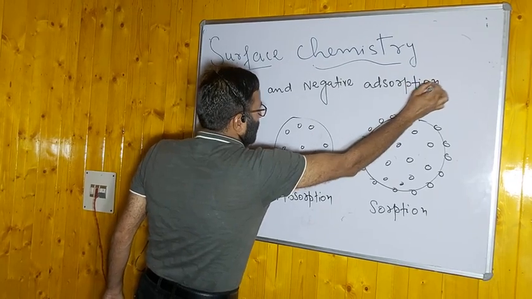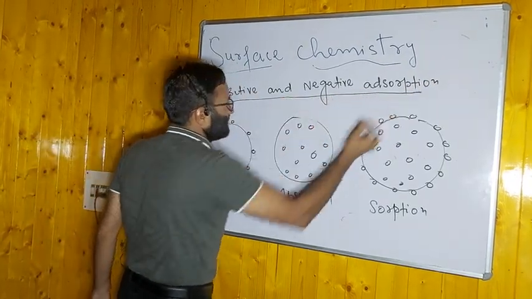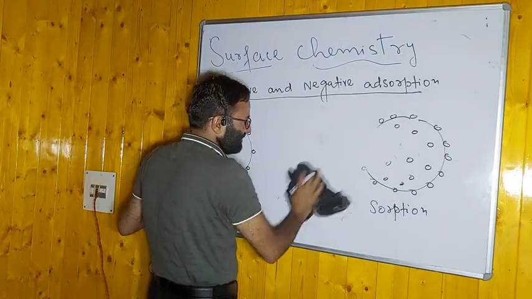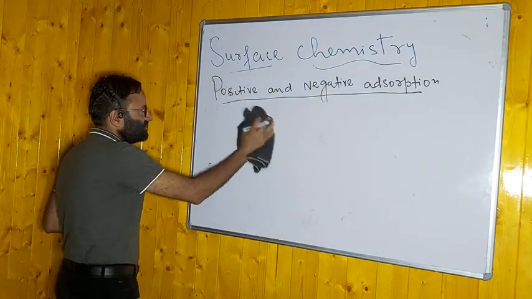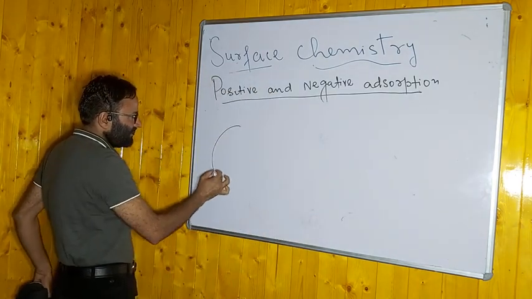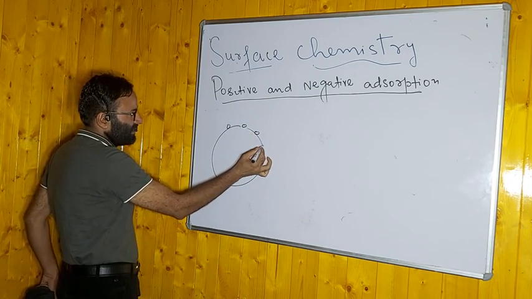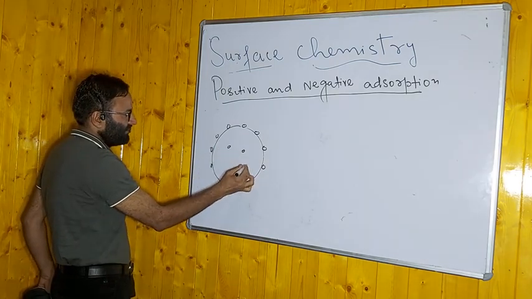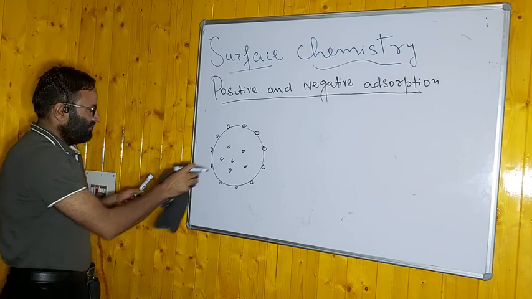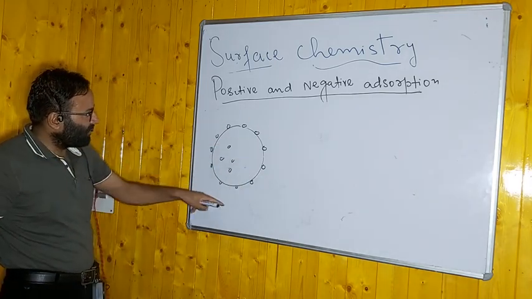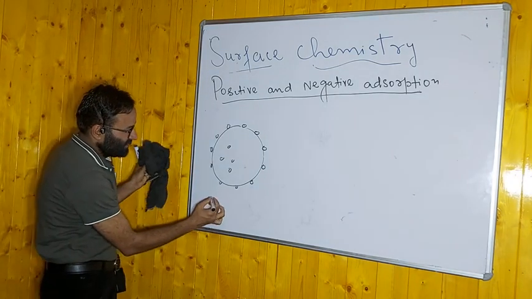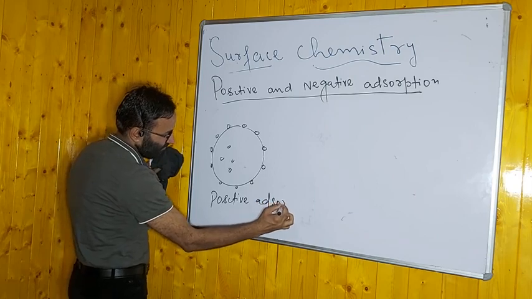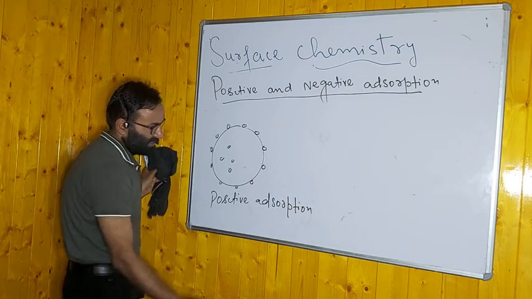Positive and negative adsorptions. In both cases, the adsorption process is there, but there are two important differences between positive and negative adsorption. When the concentration of the adsorbate is more on the surface than in the bulk, at that time it is positive adsorption.